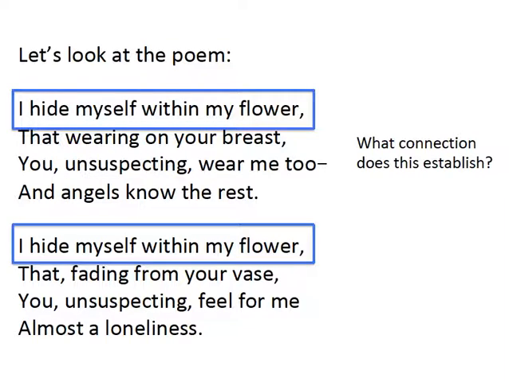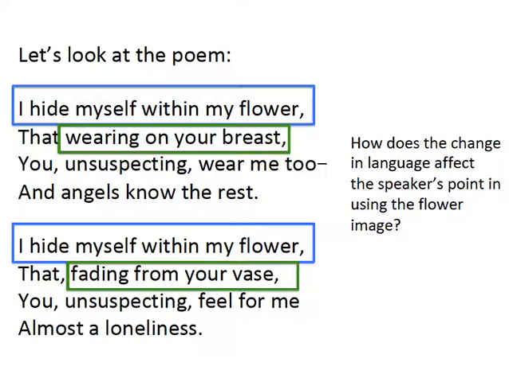The first thing we notice is that Dickinson begins both stanzas with the same line. So we ask ourselves, what connection does this establish? If she's using the same line to start both stanzas, she wants to suggest a similarity or otherwise connect the ideas that she develops in each. When we get to the second line, however, we notice a bit of a difference. The first stanza talks about wearing the flower on the breast, which suggests closeness, while in the second stanza, Dickinson suggests distance by saying that the flower is fading from the vase, or it's dying.